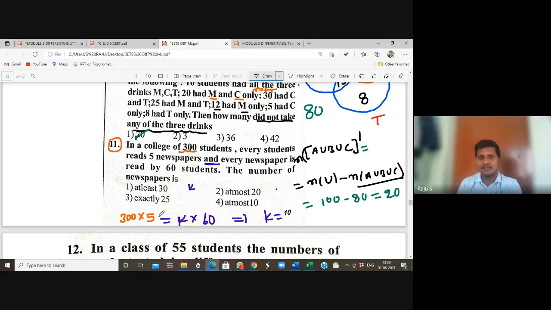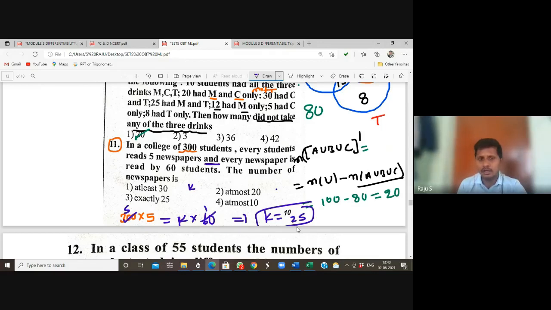Otherwise, 6 fives are 30, 6 into 5, 25. Exactly 25. Whenever it is exactly 25 newspapers, then only both will be equal. Okay. Is it clear, students? And k is the required number of newspapers? Then this is the condition.